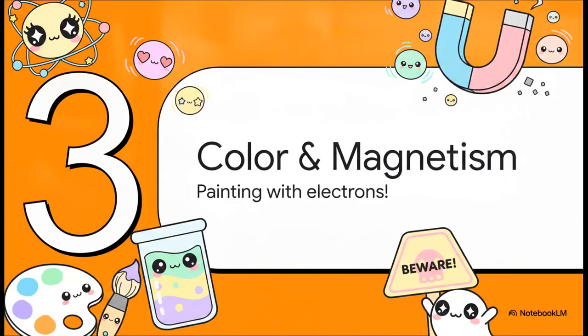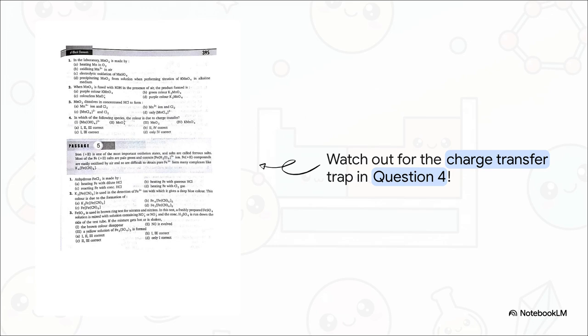Up next is Section 3, color and magnetic properties. Painting with electrons. Let's dive into the most visually stunning part of inorganic chemistry, color and magnetism. Now, this is highly tested, and there is a massive trap hiding here that we really need to watch out for. You might logically think all color in the D block comes strictly from those partially filled D electrons jumping around. A process called a DD transition.